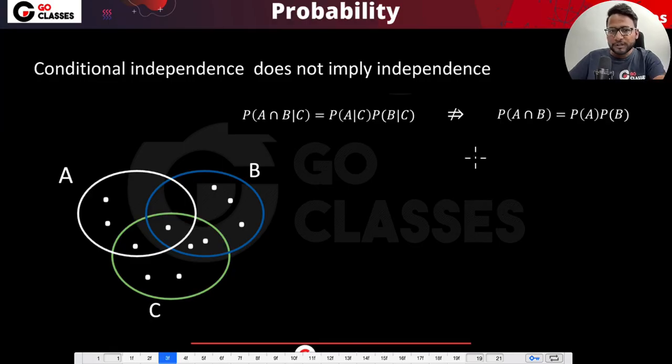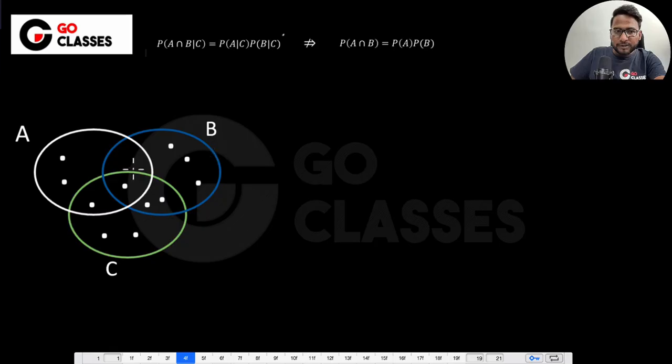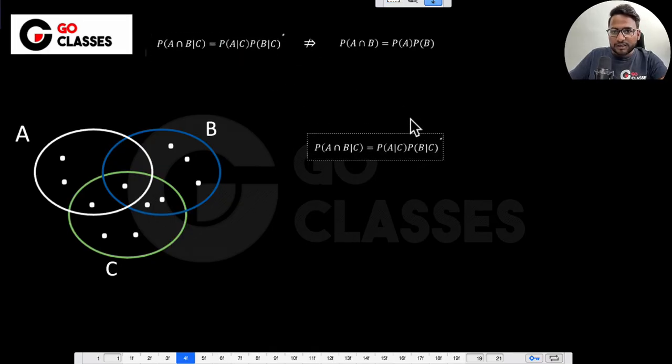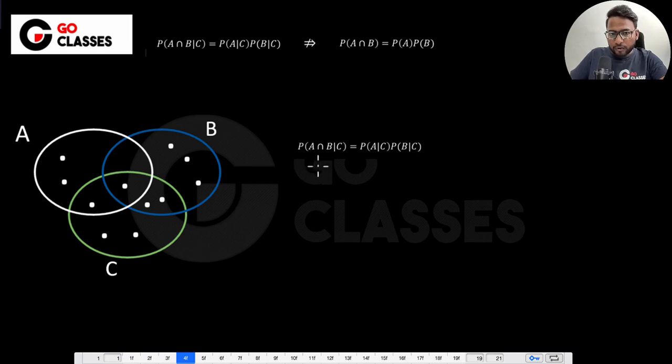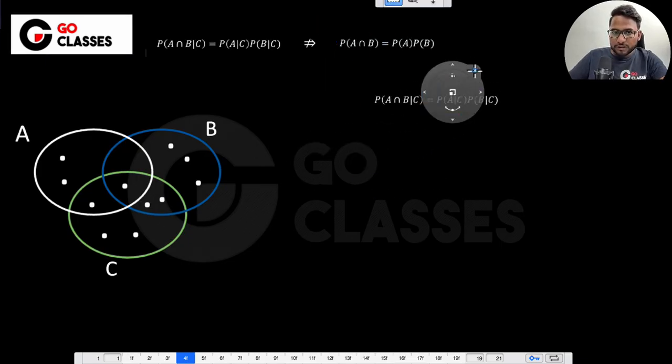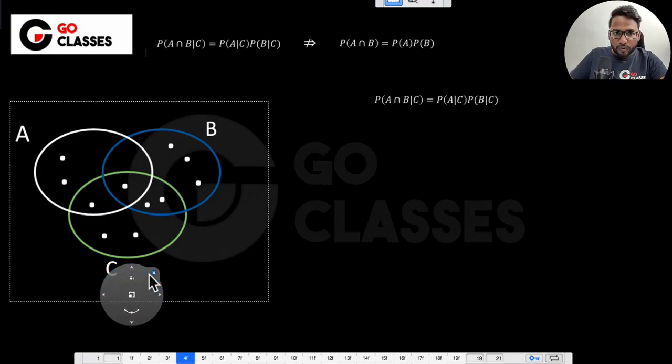So let me go to the next page, and here let me write this Venn diagram, and note down this formula. The left hand side is saying that conditional independence is true. Let's check whether this left hand side itself is true or not. To check whether the conditional independence is true, you can just check, given C, what is the probability of A intersection B. Now let me work intuitively, and tell you what's going to happen given C.